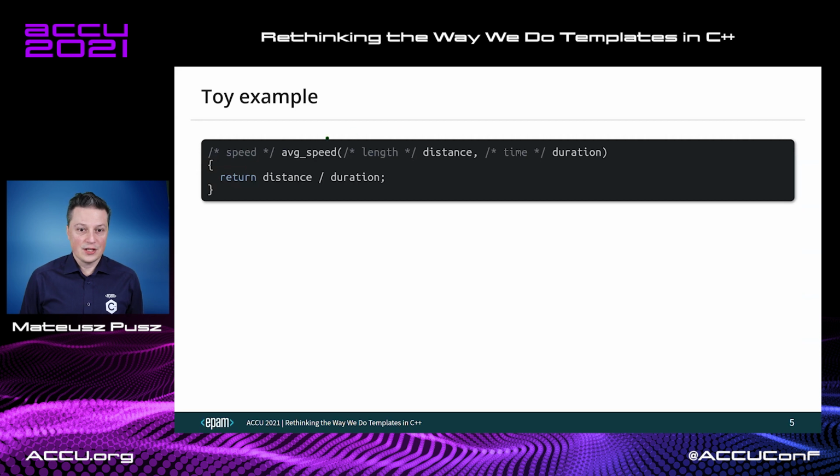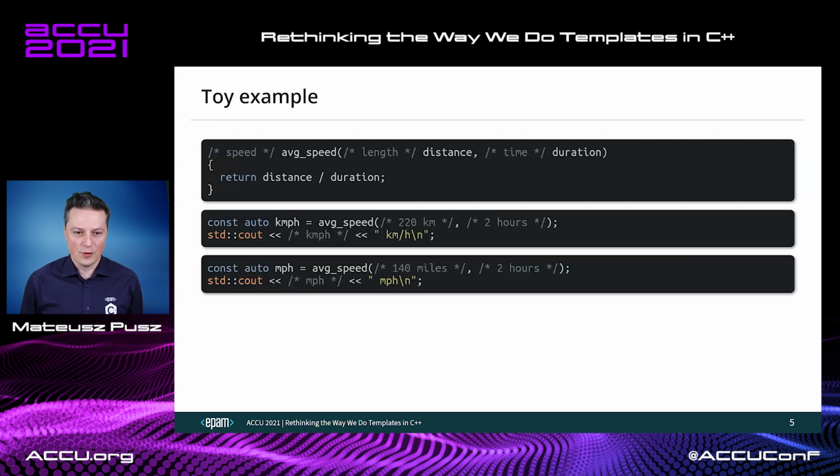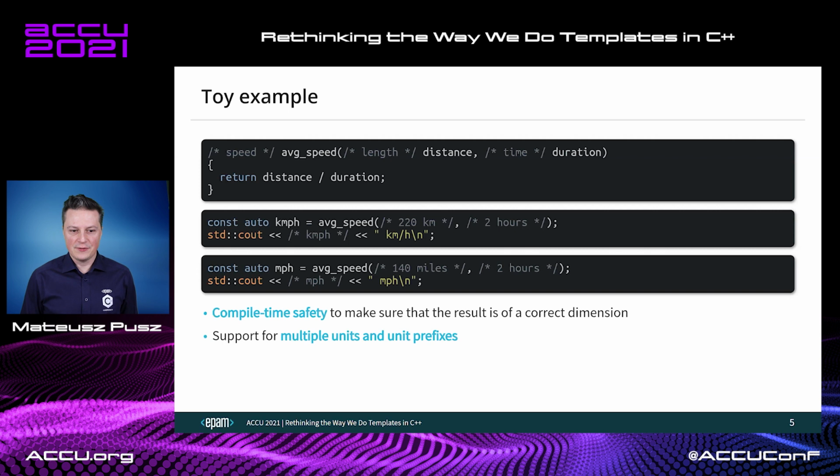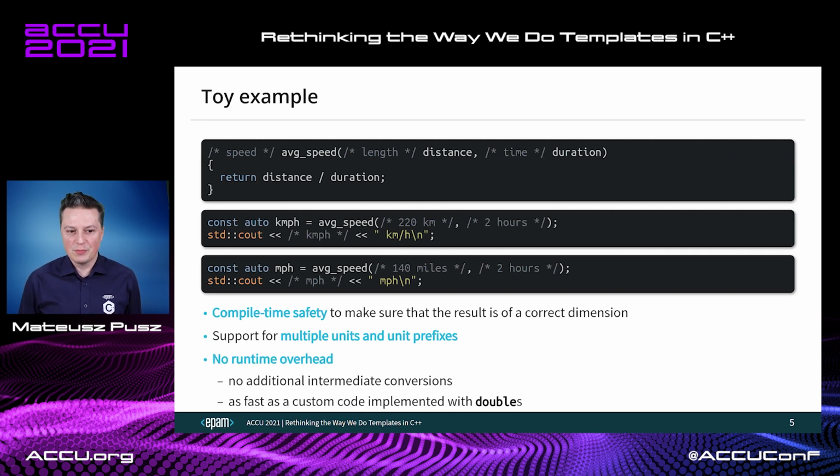In the exercise during the talk, I will refer to a simple example. My task is to create a simple average speed function that takes length and time and returns speed based on those arguments. For my common use cases, I try to provide support for kilometers per hour, miles per hour, and get the speed in proper units. I expect compile-time safety. I expect support for multiple units and unit prefixes. I expect no runtime overhead. I expect that the assembly produced by such code is as fast as working on just plain doubles.